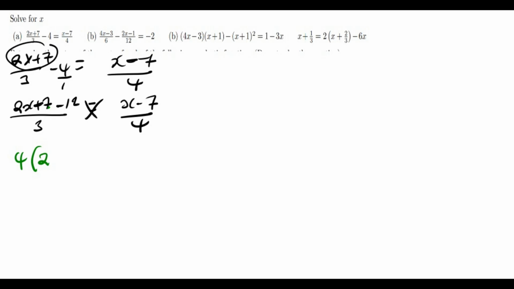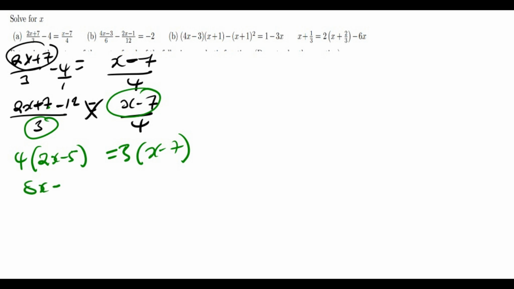So 7 minus 12, that is negative what? Negative 5, but we don't use the calculator. That's what you need to know. We don't use the calculator for math. This should be equal to 3. So I'm multiplying this now by that, it becomes x minus 7. If we multiply here, 4 times 2, that is 8x, minus 4 times 5, that is 20. 3 times x, that is 3x. 3 times 7, that is 21.